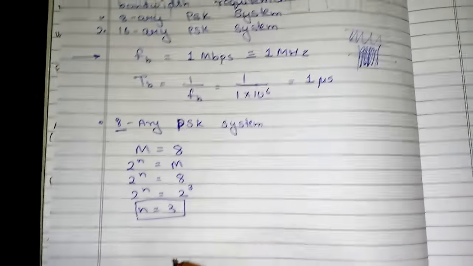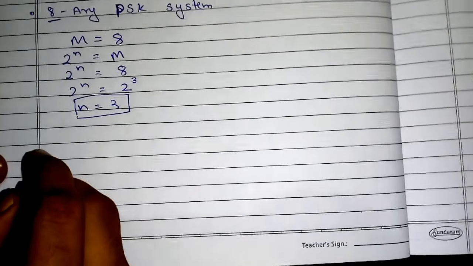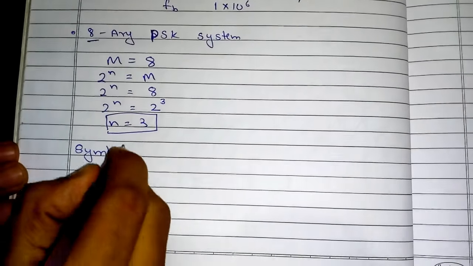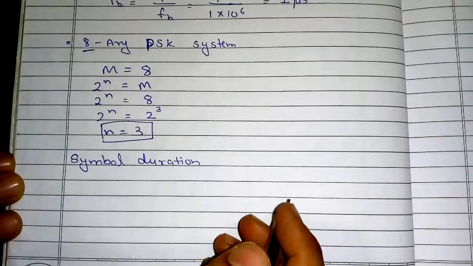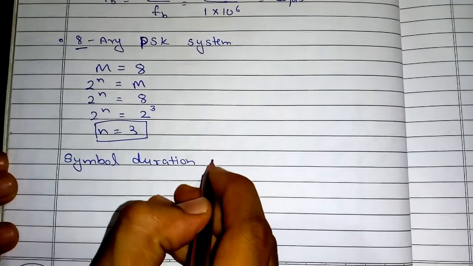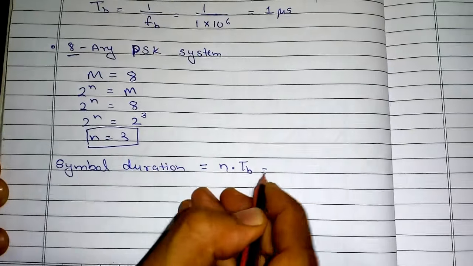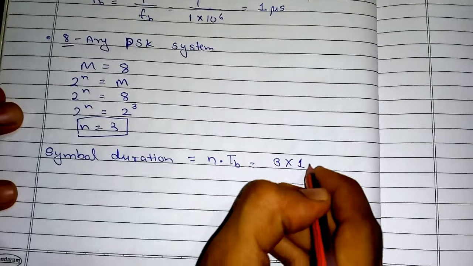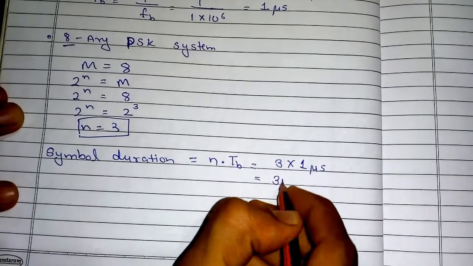Now I have to find the symbol duration. Symbol duration is nothing but n into TB. My n is 3 and my TB is 1 microsecond. So this comes out to be 3 microseconds.